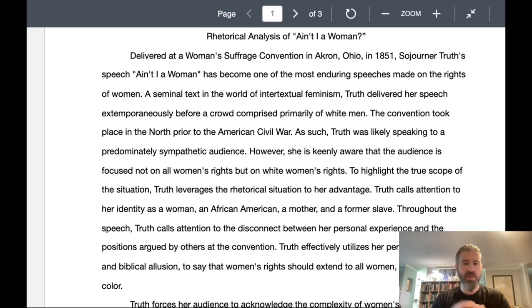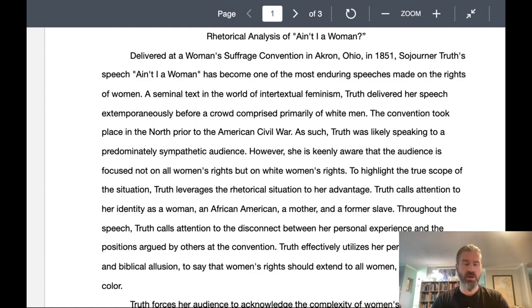So I'm going to pick up in the middle here with "however." It says, "However, she is keenly aware that the audience is focused not on all women's rights, but on white women's rights. To highlight the true scope of the situation, Truth leverages the rhetorical situation to her advantage. Truth calls attention to her identity as a woman, an African American, a mother, and a former slave. Throughout the speech, Truth calls attention to the disconnect between her personal experience and the positions argued by others at the convention. Truth effectively utilizes her personal experience and biblical allusion to say that women's rights should extend to all women regardless of color."